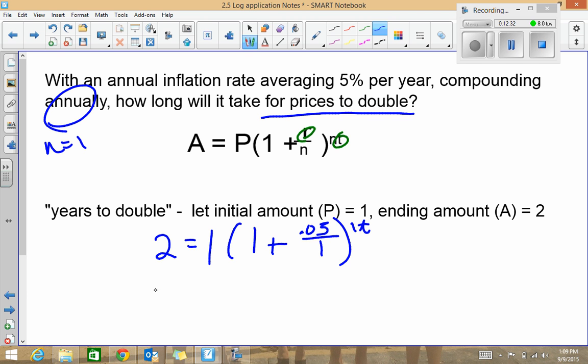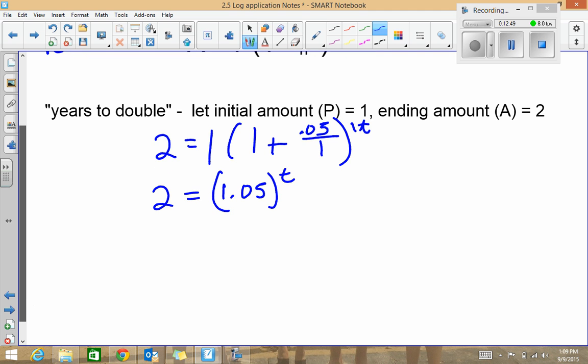So T is our variable that we're trying to solve for. To solve this, we simplify, so we get 2 equals 1 plus 0.05 divided by 1, which gives us just 1.05 to the T. So now, again, we have an exponential function, and we're trying to solve for the variable. If we rewrite it as a log function, the variable goes on the other side of the equal sign. So we can rewrite this as log base 1.05 of 2 equals T.